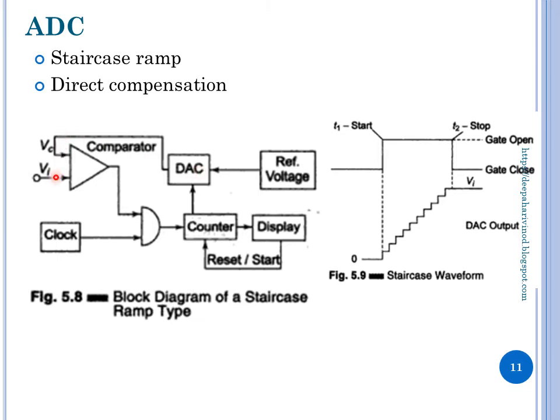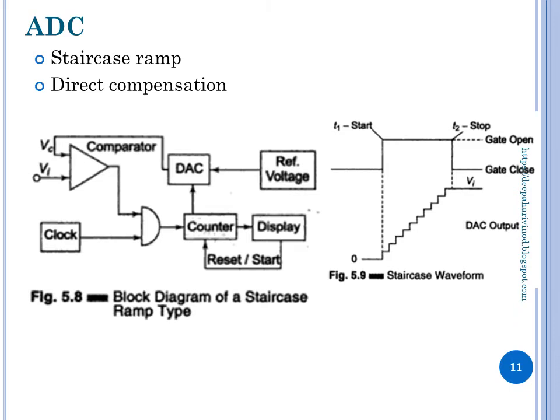When VI equals VC, the input comparator closes the gate between the clock and the counter. So when this voltage becomes equal, here we will get high. So this AND gate is activated. It allows the clock to pass to the counter and the output is shown on the display.